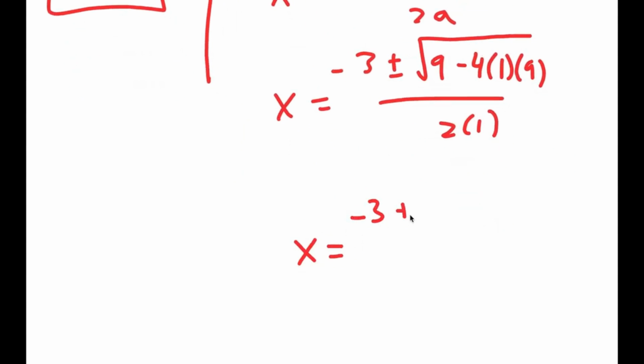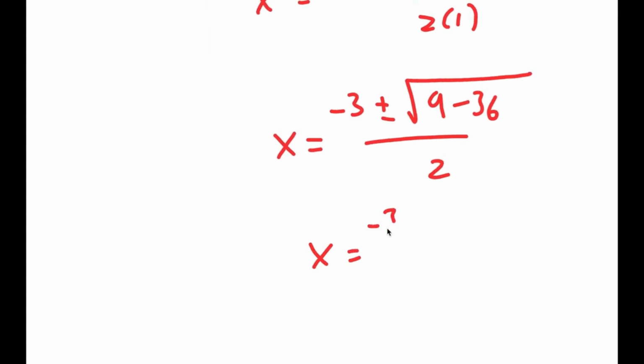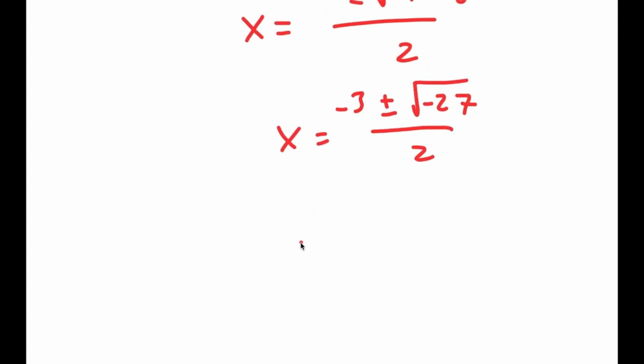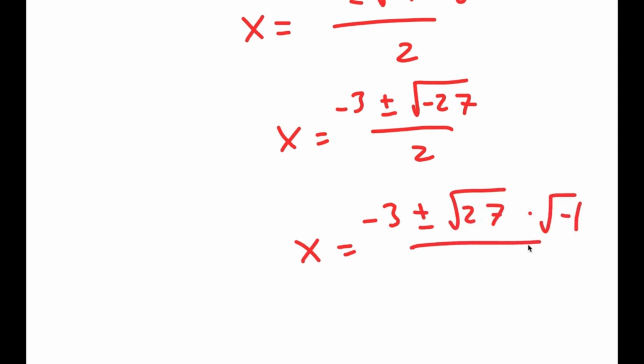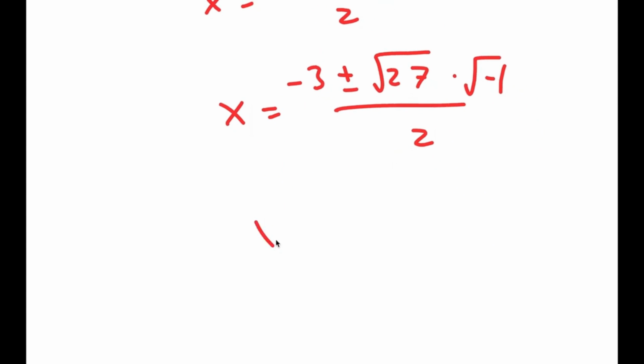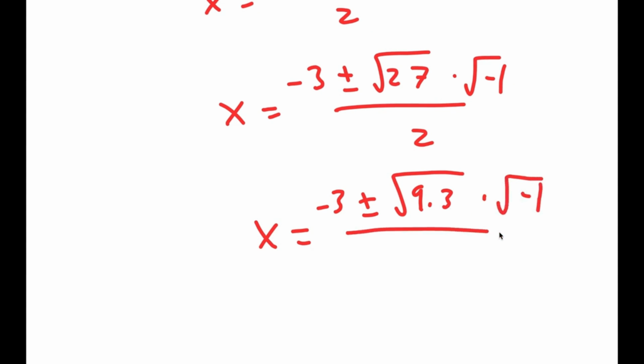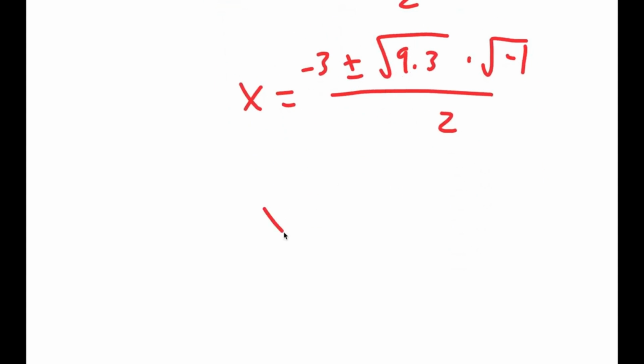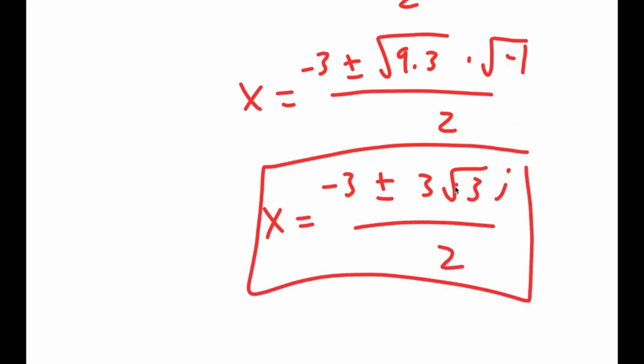And this turns into negative 3 plus or minus the square root of 9 minus 36 over 2, which is equal to negative 3 plus or minus the square root of negative 27 over 2, which is equal to negative 3 plus or minus the square root of 27 times the square root of negative 1 over 2. Now, 27 is the same thing as 9 times 3. And the square root of 9 is 3, so I get x is equal to negative 3 plus or minus 3 root 3 times the square root of negative 1, which is actually equal to the imaginary number i, all over 2. So these are two more solutions to this equation.